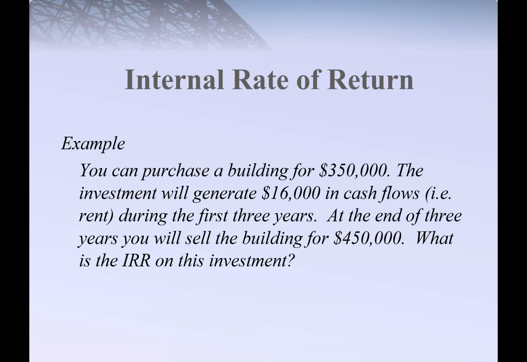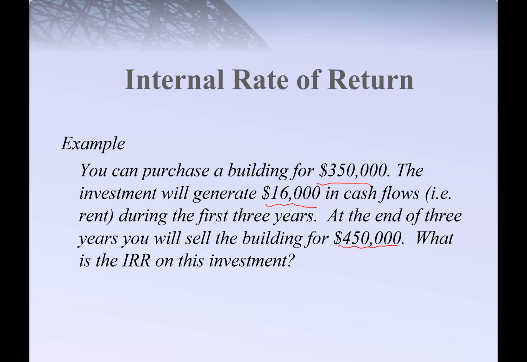So again, this is from your textbook. Let's say you can purchase a building for $350,000. Okay, and this investment will generate $16,000. So this is basically the rent in cash flows for the following 3 years. Okay, then at the end of the 3 years, you will sell the building for $450,000. Okay, so this is a 3-year project. When you make this investment, what is the internal rate of return of this investment?